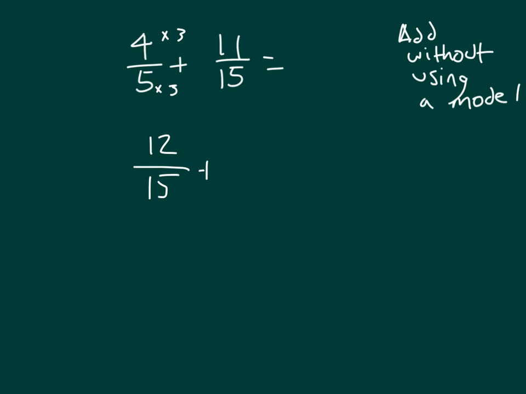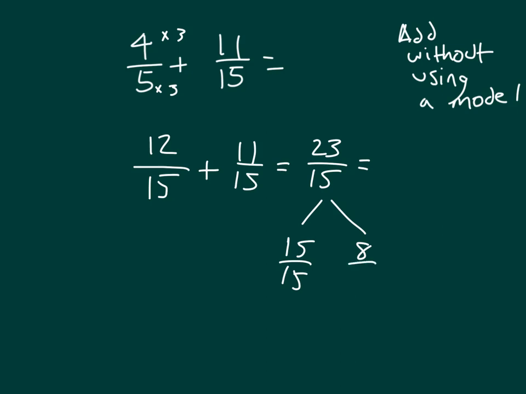At that point, I add together the 11/15. Add 15ths, and 12 and 11 is 23. Decomposing 23/15, that breaks apart into 15/15 and what? Right, 8/15. So that is 1 and 8/15. So our sum is 1 and 8/15. We rewrote our answer as a mixed number, and that mixed number is in simplest form.